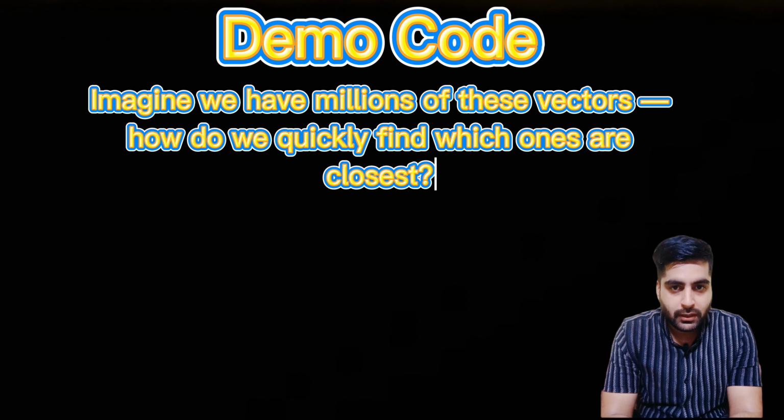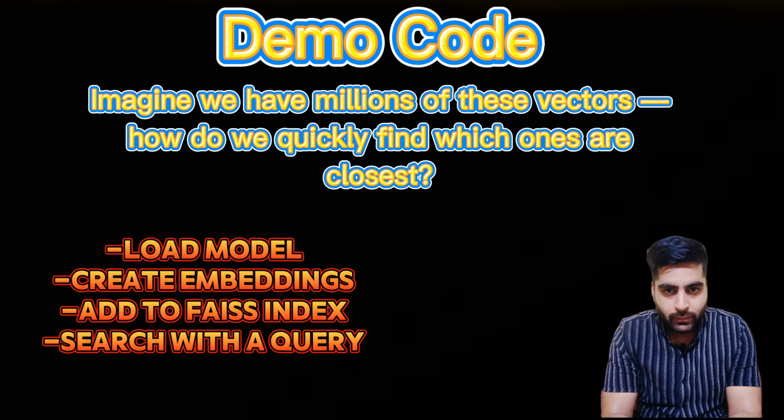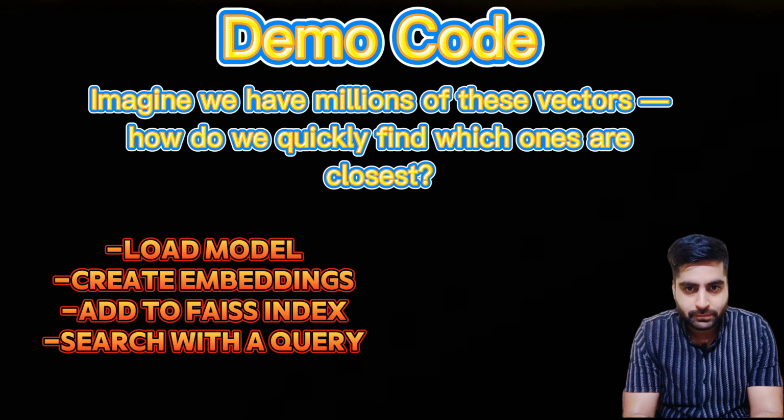Now let's start the implementation of this with Python. Suppose we have millions of vectors and we need to find which are closest. How can we do that? Let's write the solution in simple steps. Firstly, we need to load the model. Then we need to create the embeddings of our sentences. Then we need to create the FAISS index of our embeddings. Then we need to search using the query. So these are the simple steps in English. Now let's implement this with Python.